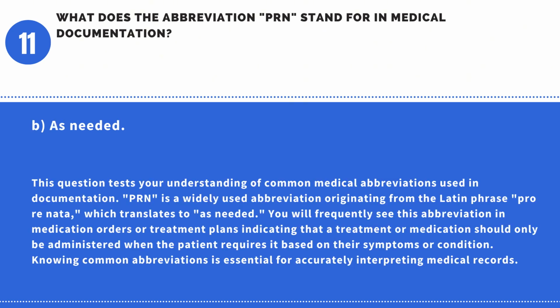Answer: B. As needed. This question tests your understanding of common medical abbreviations used in documentation. PRN is a widely used abbreviation originating from the Latin phrase pro re nata, which translates to as needed. You will frequently see this abbreviation in medication orders or treatment plans indicating that a treatment or medication should only be administered when the patient requires it based on their symptoms or condition. Knowing common abbreviations is essential for accurately interpreting medical records.